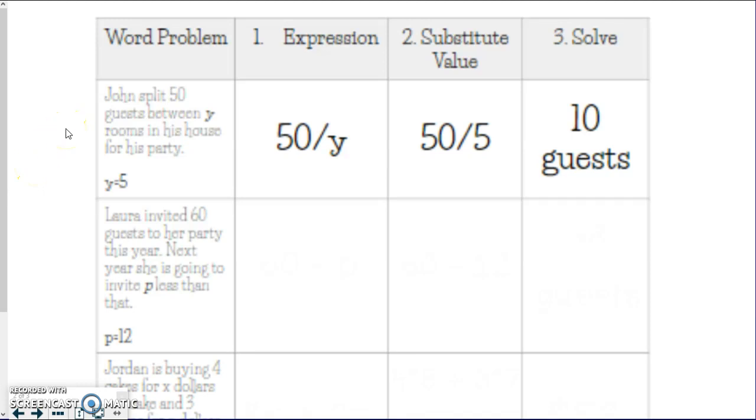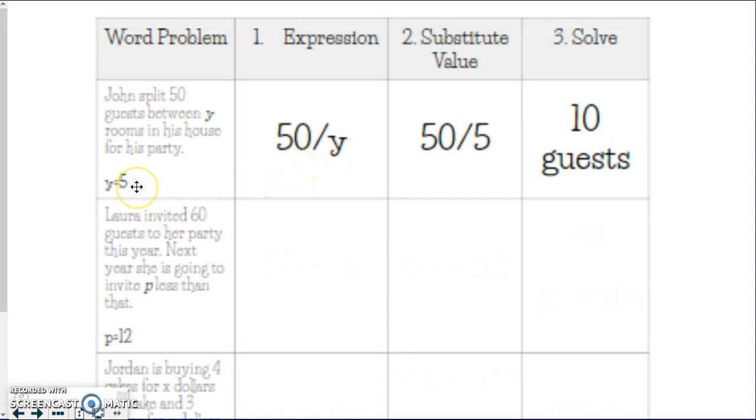So it says, John split 50 guests between Y rooms in his house for his party. And then it tells us Y equals 5. So first off, we need to know the expression. It says split 50 between Y rooms. So split, again, means division. Now, I just use a slash, but if you want to use the division sign, that's fine too. It doesn't really matter. I'm taking the 50 guests and splitting them, so dividing them, between Y rooms. I don't know how many rooms, not until they tell us. So we're putting Y there. So the expression would be 50 divided by Y.